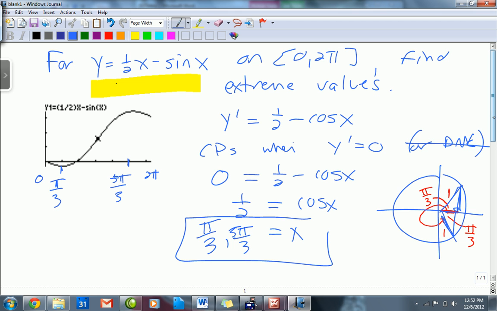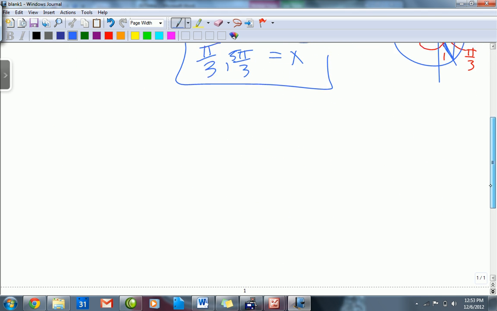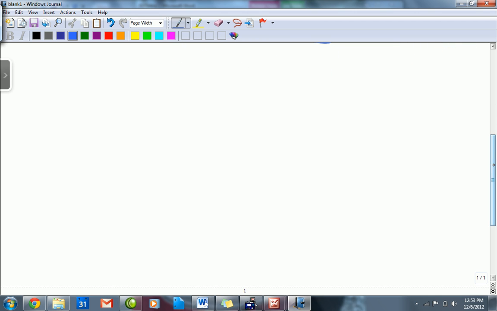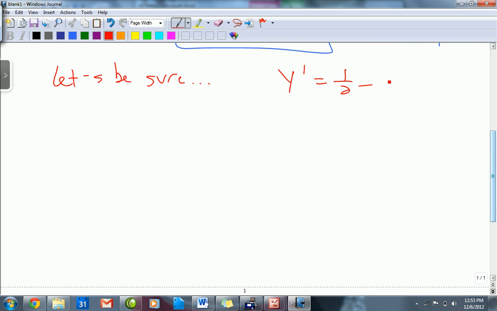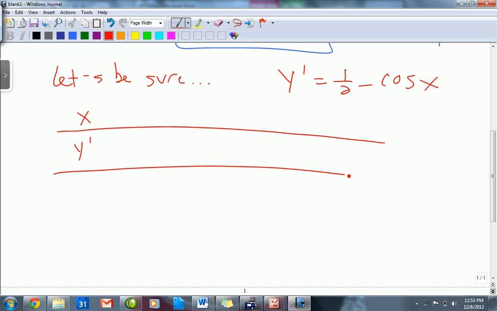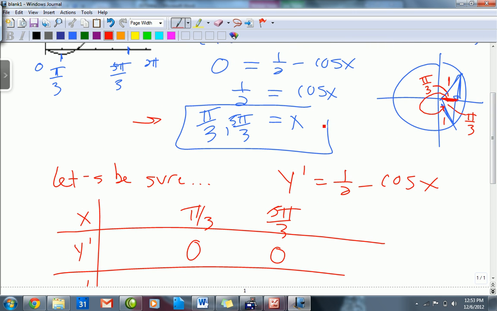Okay. So what I'm going to do is set up a chart down here. This is just to make sure. So let's be sure. Right, so my derivative again is 1/2 minus cosine of x. And I'm going to set up a little chart which brings a lot of these ideas together. The chart is built about the critical points, which we found are pi over 3 for x and 5 pi over 3 for x, right? Those are the points at which we have horizontal tangent, zero derivative. That's what we just found here.